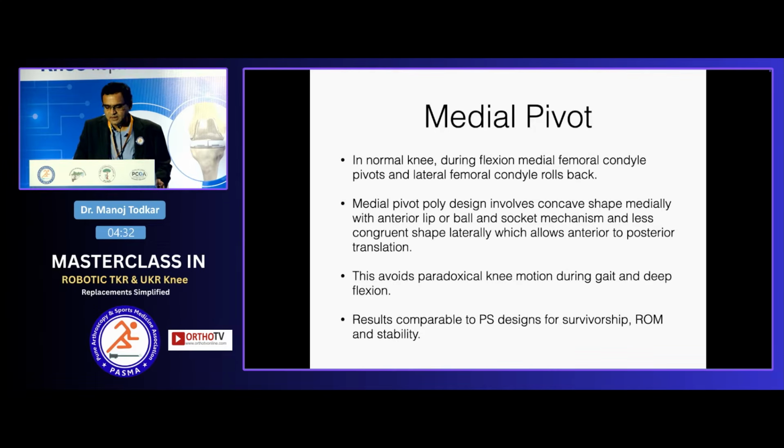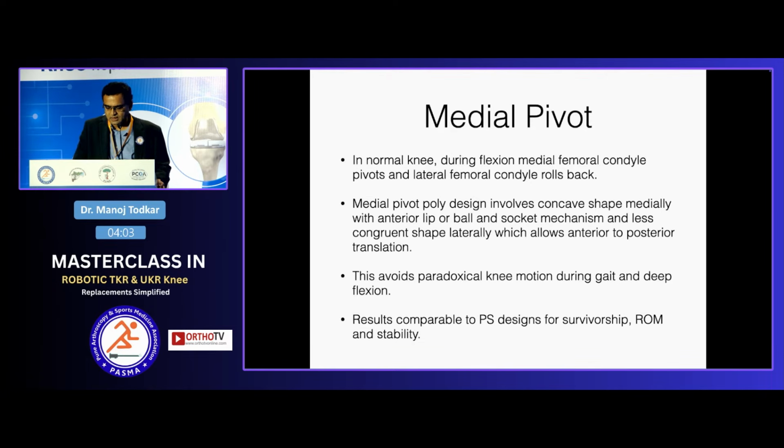The next one is the medial pivot. In a normal knee during flexion, the medial femoral condyle pivots and the lateral just rolls back. The medial pivot poly design involves a concave shape medially with an anterior lip or ball and socket mechanism, and a less congruent shape laterally, which is more flat, which allows the anterior to posterior translation. This avoids the paradoxical knee motion during gait and in deep flexion.